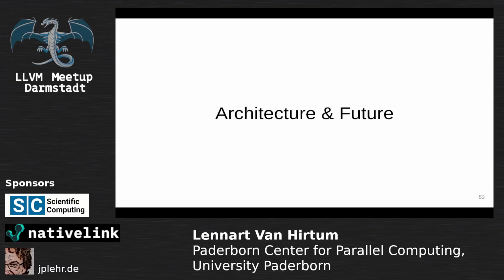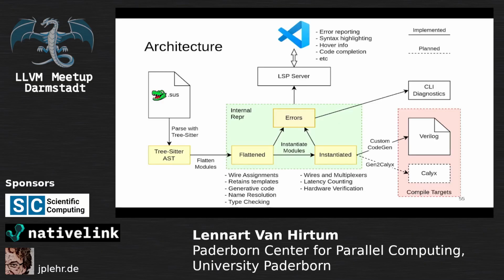I will close with the architecture and future plans of the compiler. So this is what the architecture of the SUS compiler looks like right now. On the left, our SUS files come in. They are first parsed with tree-sitter to create an untyped syntax tree. This syntax tree is then flattened into a representation I would assume LLVM people would call your MIR or HIR.